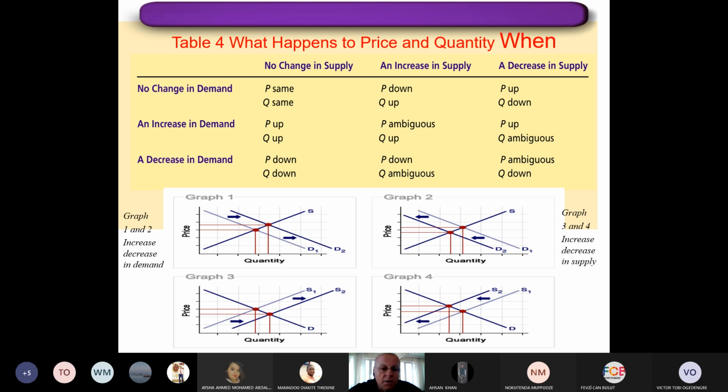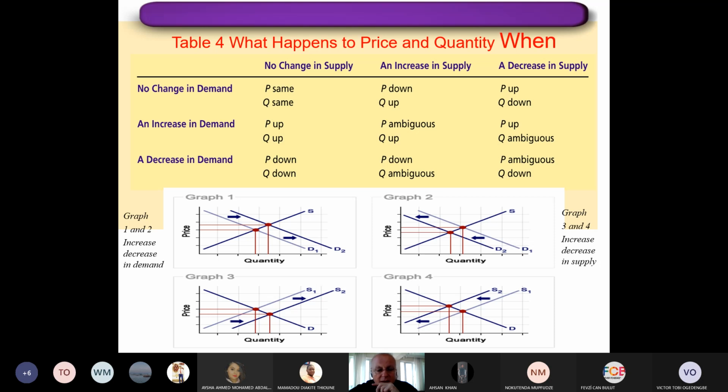As I said to you, for graph 1 and 2, we are talking about the increase and decrease in demand: no change in demand, an increase in demand and a decrease in demand. This is supposed to be the vertical first column. On this graphic, we are illustrating graphic 1 and graphic 2, which are the upper part, and graphic 3 and graphic 4 are the lower part of this slide.